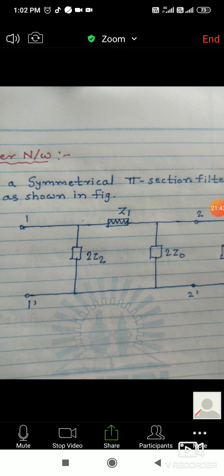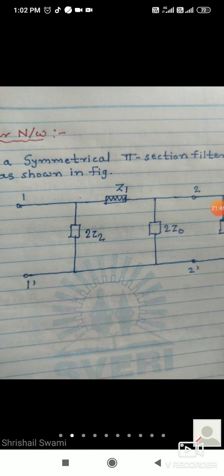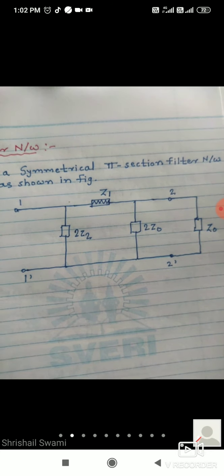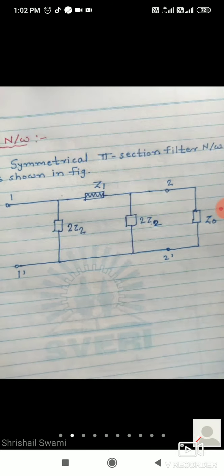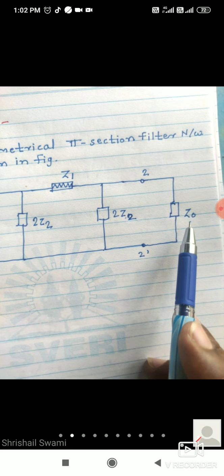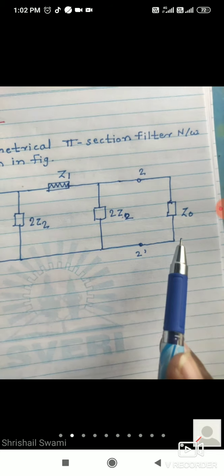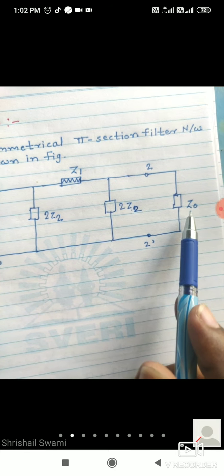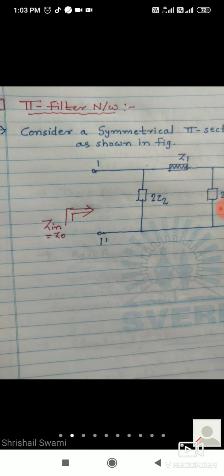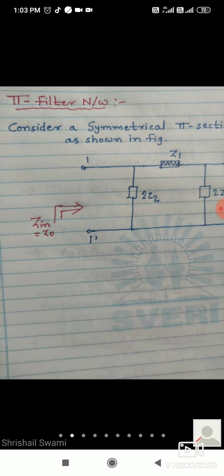So consider a symmetrical pi section filter network as shown in the figure. The series arm consists of Z1 and the parallel arms consist of 2Z2 and 2Z2. Actually here you can make a correction. Here it is Z2, so 2Z2, 2Z2. Let us consider at the second port connecting the load impedance or characteristic impedance or nominal impedance as Z0. Now the same thing we are going to calculate. That will be the input impedance Zin. Okay, so Zin we can consider as the characteristic impedance Z0. So we will start the derivation.